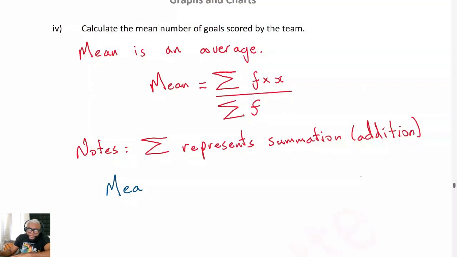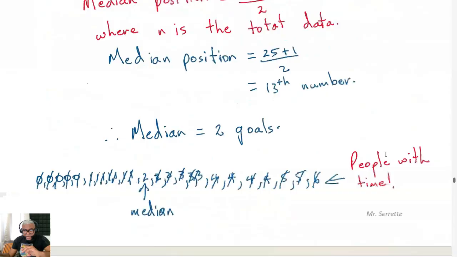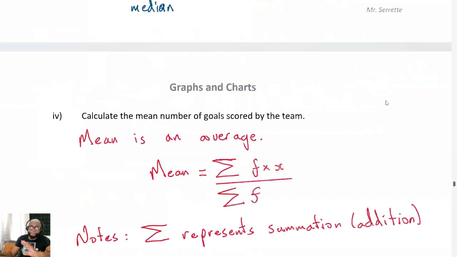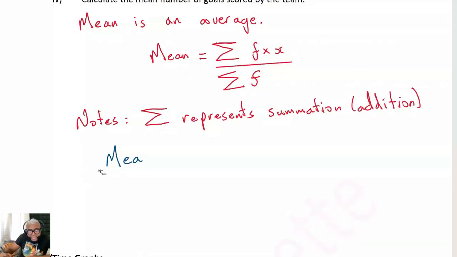So the last part is to find the mean. Mean is an average, right? So when you have a table, your mean will be the summation of your F's multiplied by your X's. You're multiplying each column, adding them up, and then dividing by the summation of F. This symbol represents summation, which is addition. You have your F's in your top column, your X's in your second column.